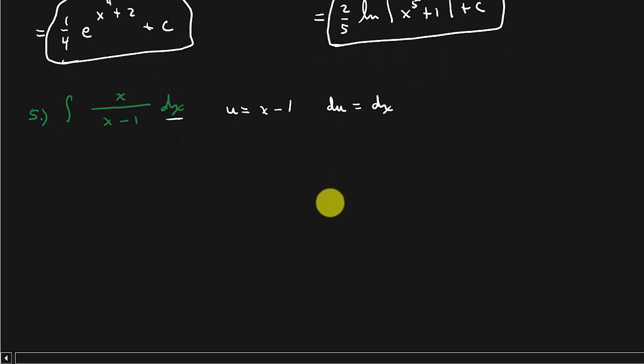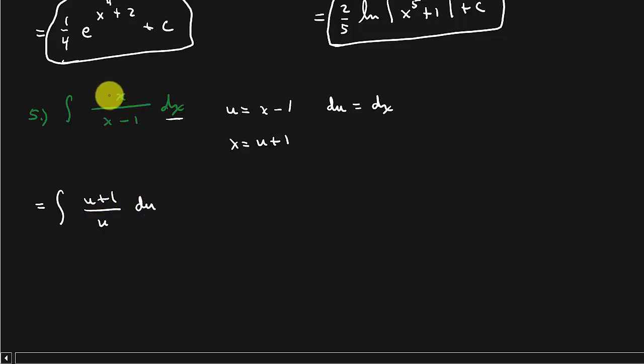Well, remember, we want to get everything in terms of u. So if we look at this, I've got x minus 1, that's u. So I'm going to put u in the place of x minus 1. But I need to know, what is x? Well, can you see here that x is equal to u plus 1? See, if I take this and solve it for x, I add 1 to both sides. And so now I can do u plus 1 over u du.